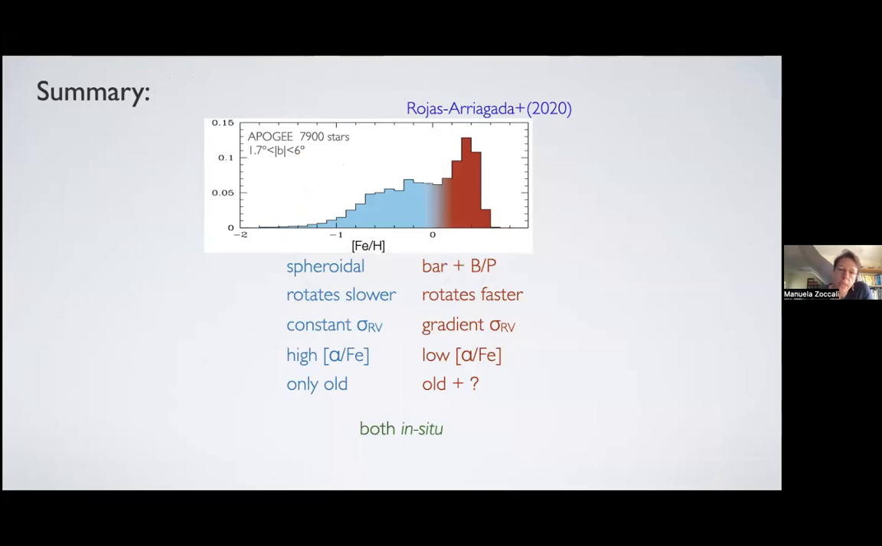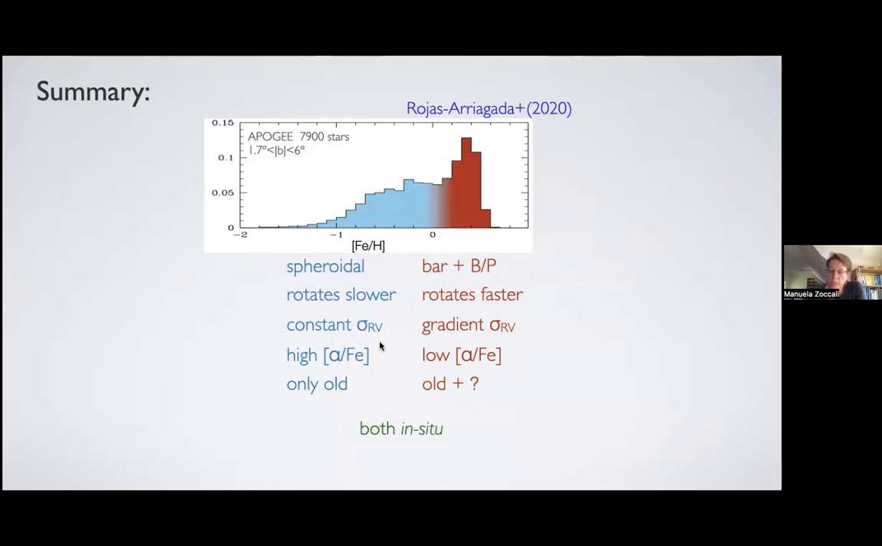And so a summary of what I said so far is that in our own bulge, we have two components, a metal poor one and a metal rich one. In addition to being different in metallicity, the metal poor one has a spheroidal shape, while the other is a bar plus a boxy peanut. This one rotates slower compared to the other one that rotates faster. Metal poor stars also have a constant velocity dispersion, while the metal rich ones show a pretty large gradient. Metal poor stars are high in alpha over iron ratios, while the metal rich ones are low.